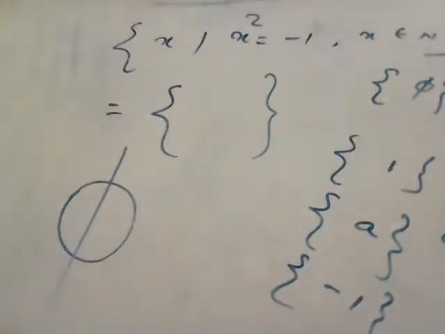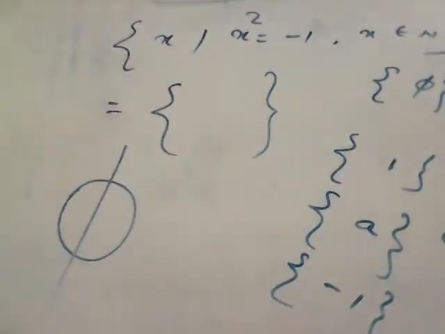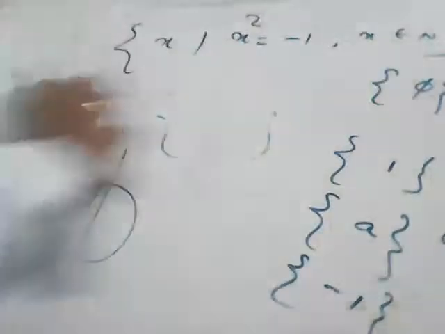The other two are finite sets and infinite sets. A finite set means the set containing a finite number of elements, and an infinite set is the set containing an infinite number of elements.